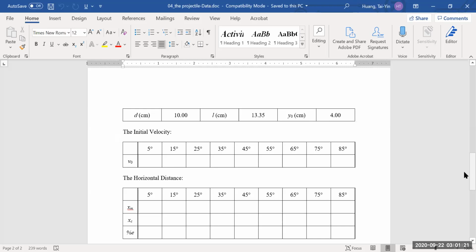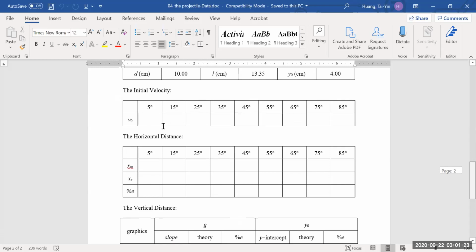So from the equation in the analysis, which we just went over, you can calculate your initial velocity, you can calculate your XM, you can calculate the XT, and then you do the comparison, okay?